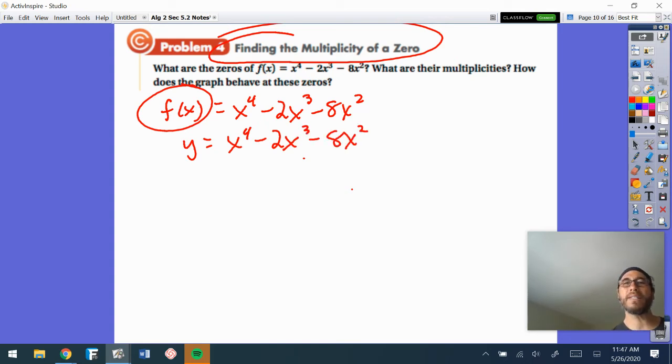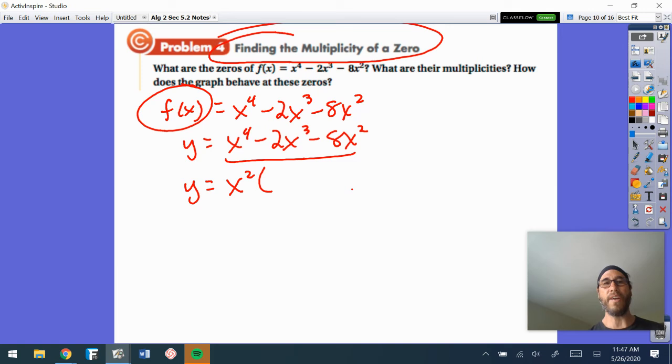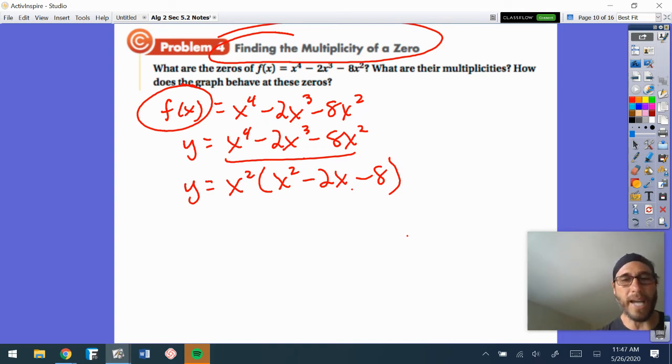How do we find multiplicities? How do we find the zeros? How do we find out what behaves at those zeros? Well, you put it in factored form. How do we put a trinomial in factored form? Well, first I take out a GCF, right? What's the GCF? Well, they all have x squareds in it. So let's take an x squared out of everything. And that would give me x squared minus 2x minus 8. Because division, that's what we do when we factor, and that's what happens if we divide an x squared out of all those guys.